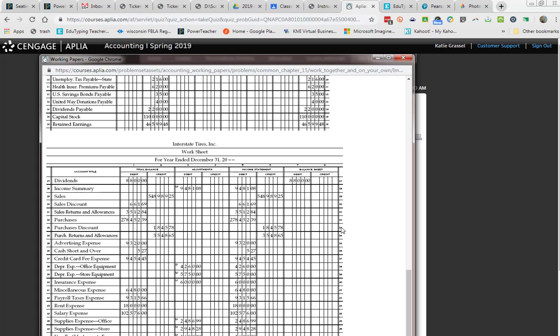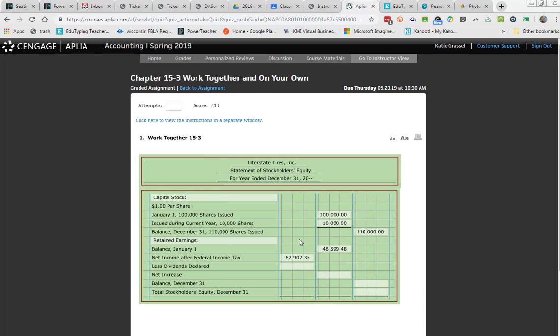Dividends is like drawing. Okay? Keep that in mind. So, dividends declared is going to be $8,800. Now, notice my words right here. It says net income less. So I have to subtract $8,800 from $62,907. And that's going to give me $54,107.35.